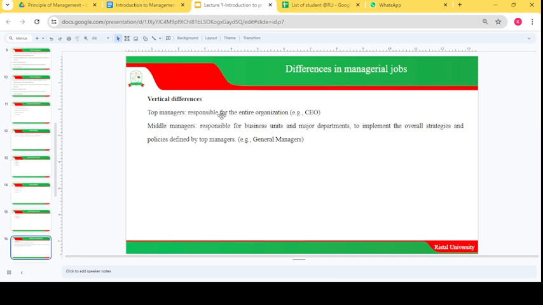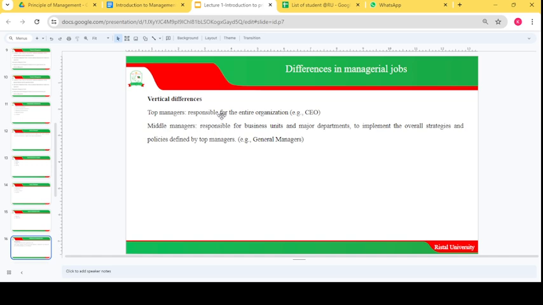So let's look at some of the differences in managerial job. So let's look at the vertical. We have the vertical differences and the horizontal differences. So under vertical differences, we have the top managers, middle managers. The top managers, they are responsible for the entire organization. For example, here we have the CEO of the company.